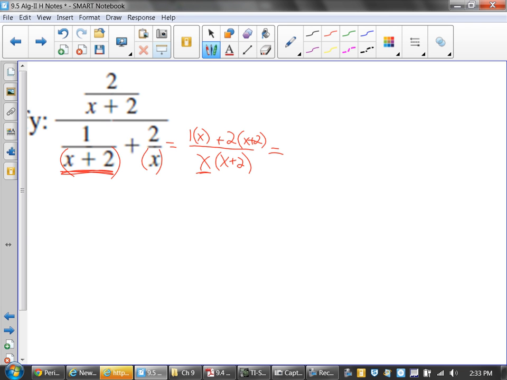Yes, sir? If it's like a division sign, wouldn't you just go with the order of operations, flip the thing around and multiply 1 over x plus 2 by 2 over x plus 2 and then add it to the... We have to figure out what this is first before we can divide it out. We have to simplify that first before we can do it. Oh yeah, okay.